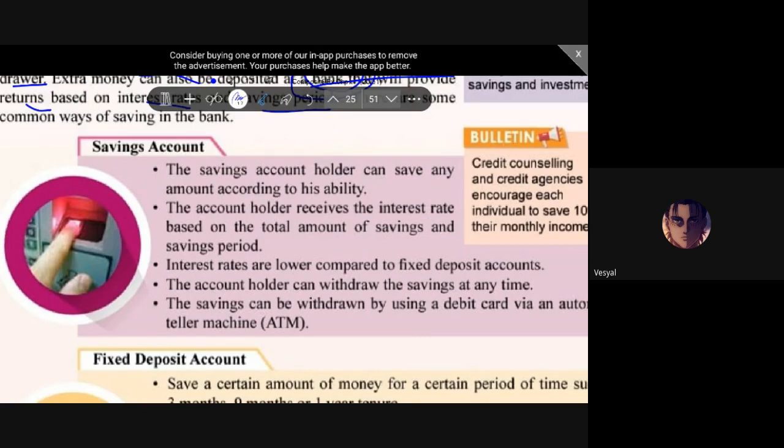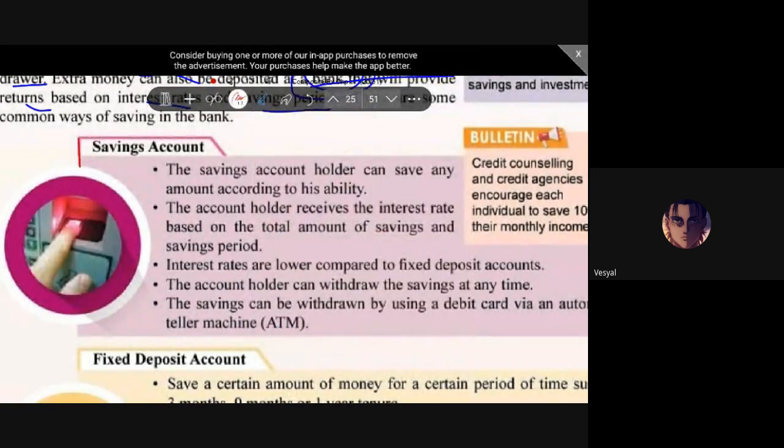If you can recall your Form 3 knowledge, how many types of account do we have? Three, very good. So what are they? The other one, besides these two, what's the name of the other account? Current, yeah, very good. Means you remember your Form 3 well. So next, we go to savings account.